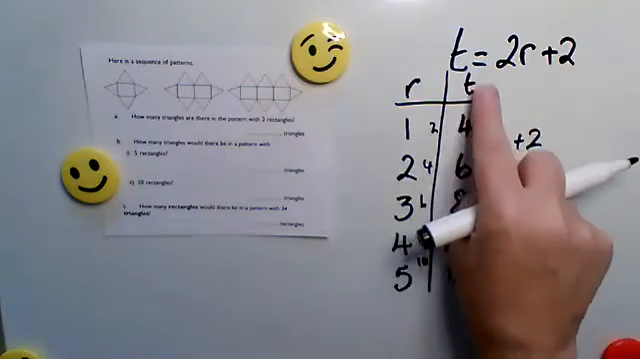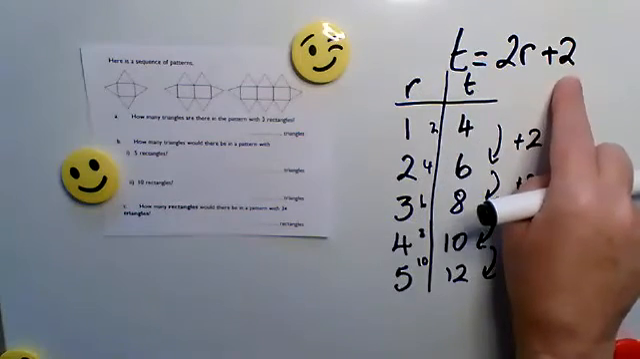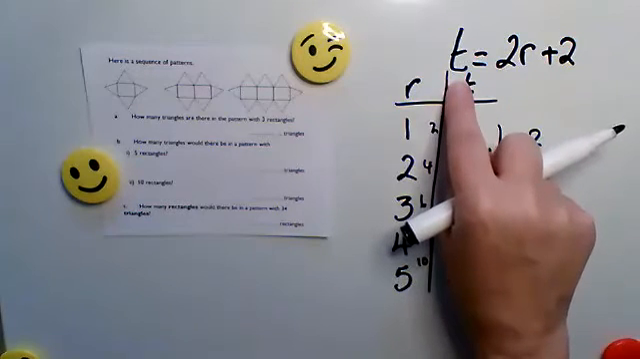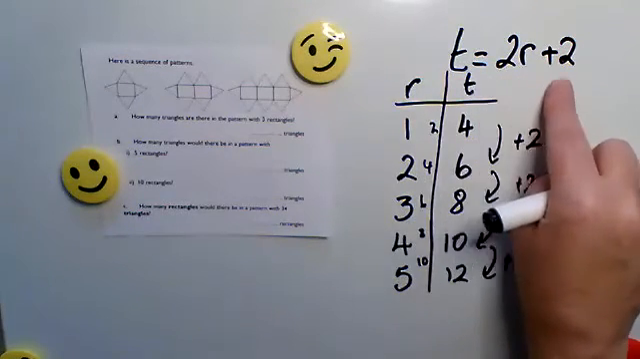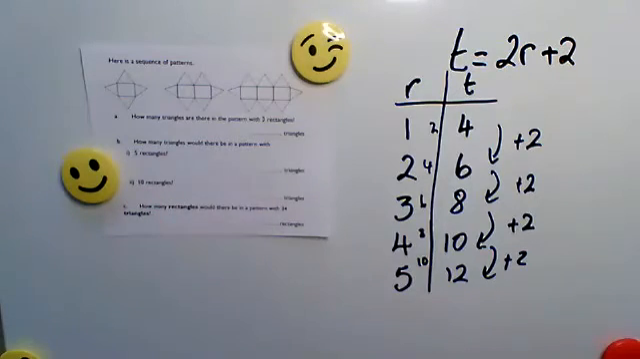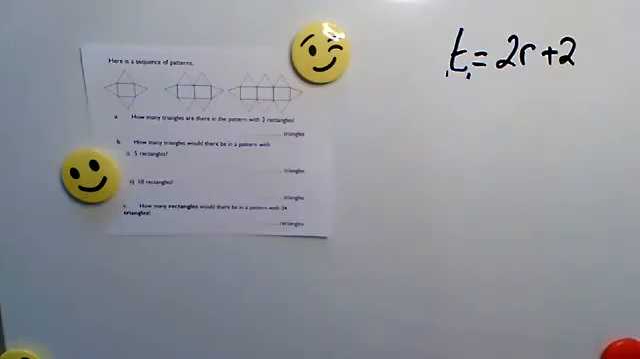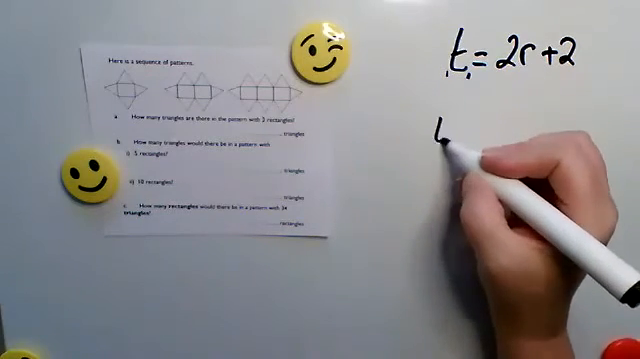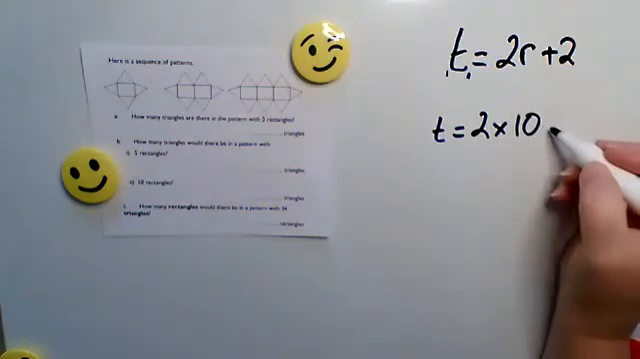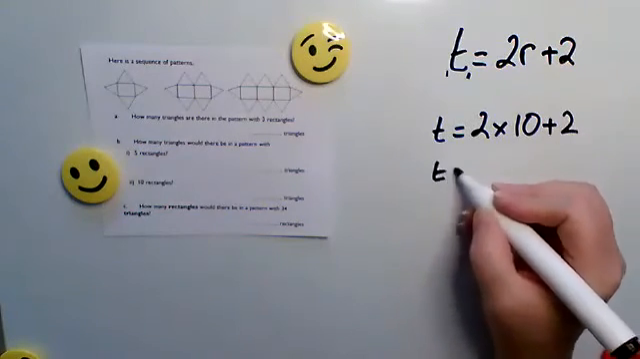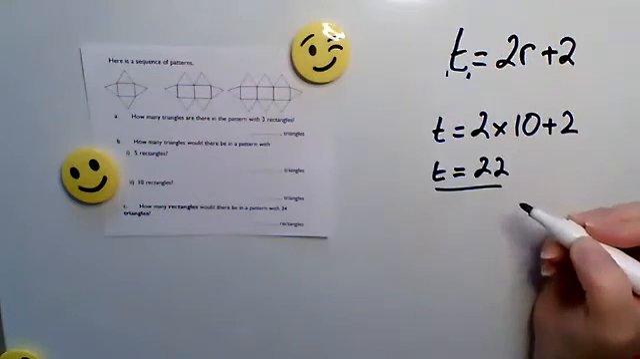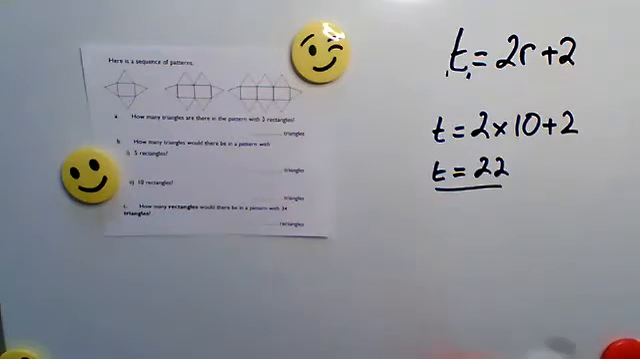So what I've done here is I've developed a formula. So for any number of rectangles, I can work out the number of triangles that would be in that pattern. In this example, the question B, part 2, asks for how many triangles would there be in a pattern of 10 rectangles. So the number of triangles will be 2 times the number of rectangles plus 2. So the number of triangles in 10 rectangles would be 22. And that's the answer to this question.